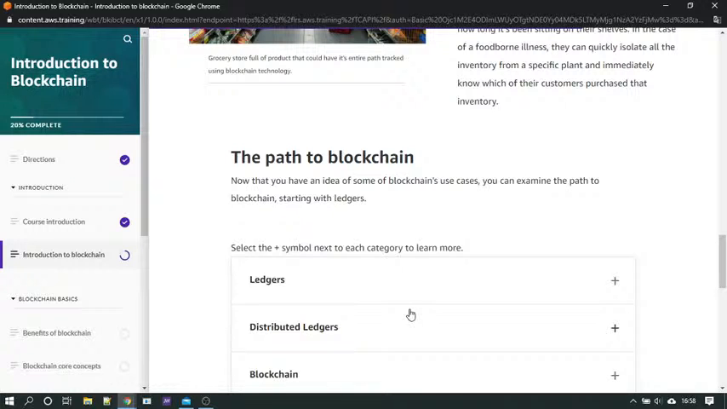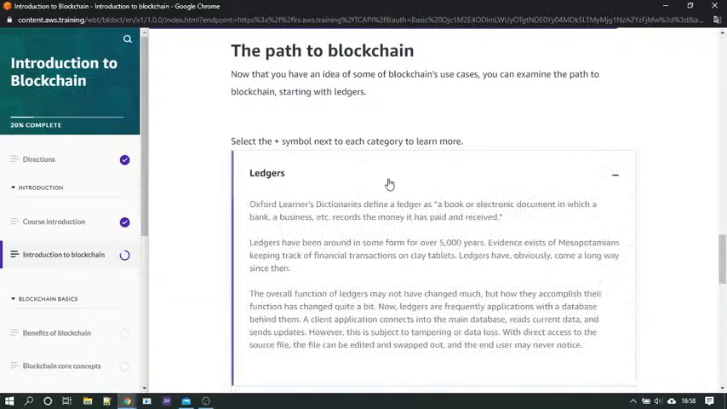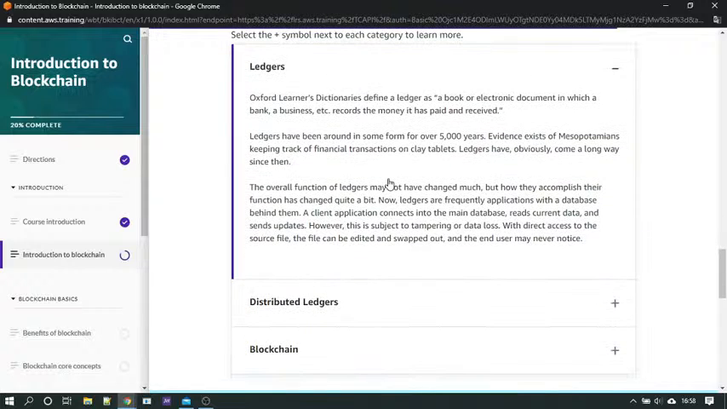The path to blockchain. Now that you have an idea of some blockchain's use cases, you can examine the path to blockchain, starting with ledgers. Ledgers. Oxford Learners Dictionaries define a ledger as a book of or electronic document in which a bank or a business, etc., records the money it has paid and received.